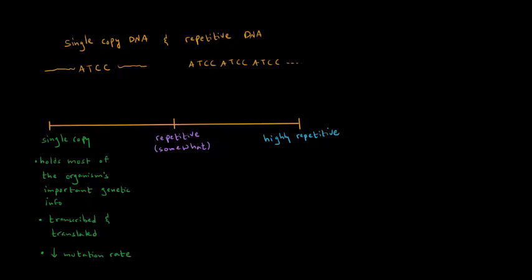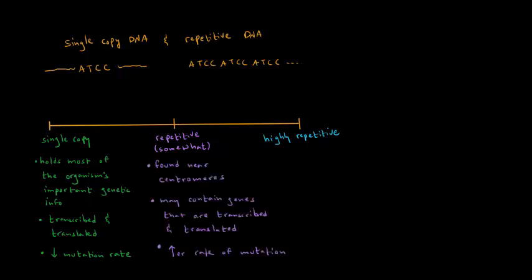Repetitive DNA, or DNA that's somewhat repetitive, is found, at least in mammals and in insects, near the centromeres. If you recall, the centromeres are the center of the chromatid, or when you have chromatids that are duplicated, the chromatids are attached by the centromere, by that middle part in the chromosome. And they may contain genes that are transcribed and translated, but then there might also be parts of the repetitive DNA that don't contain genes, and those parts are not transcribed and translated. And repetitive DNA has a higher mutation rate than single copy DNA.